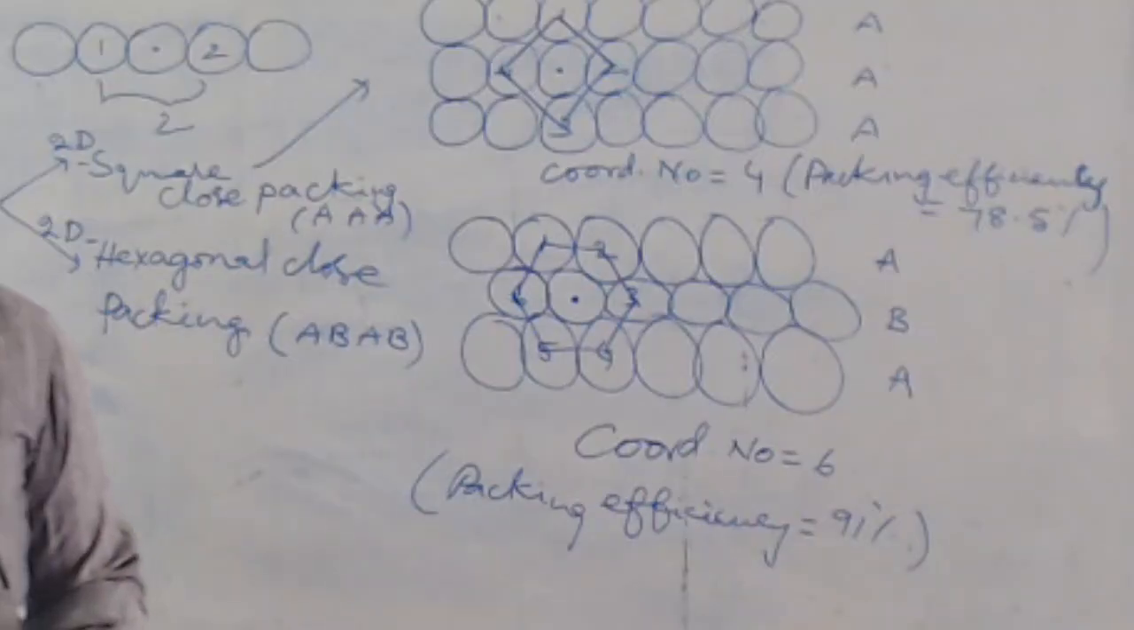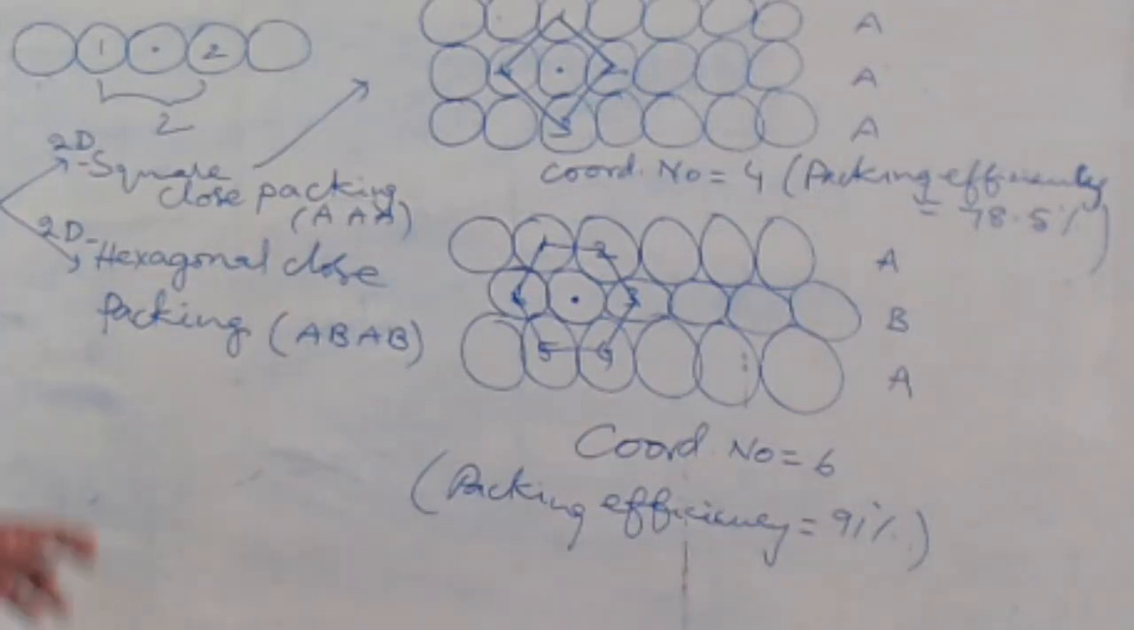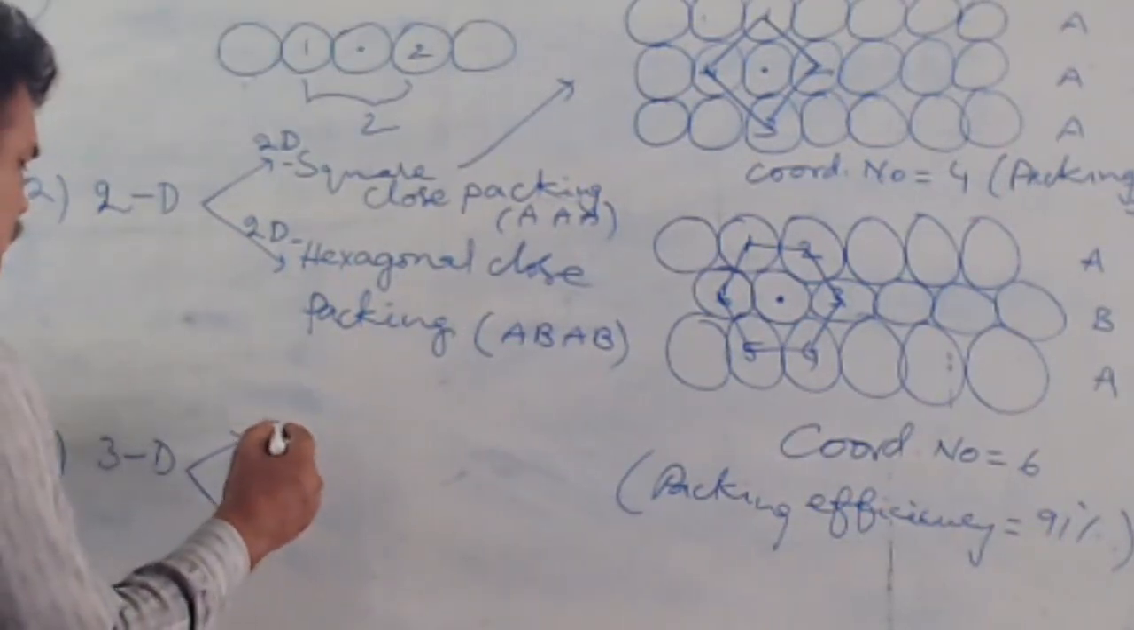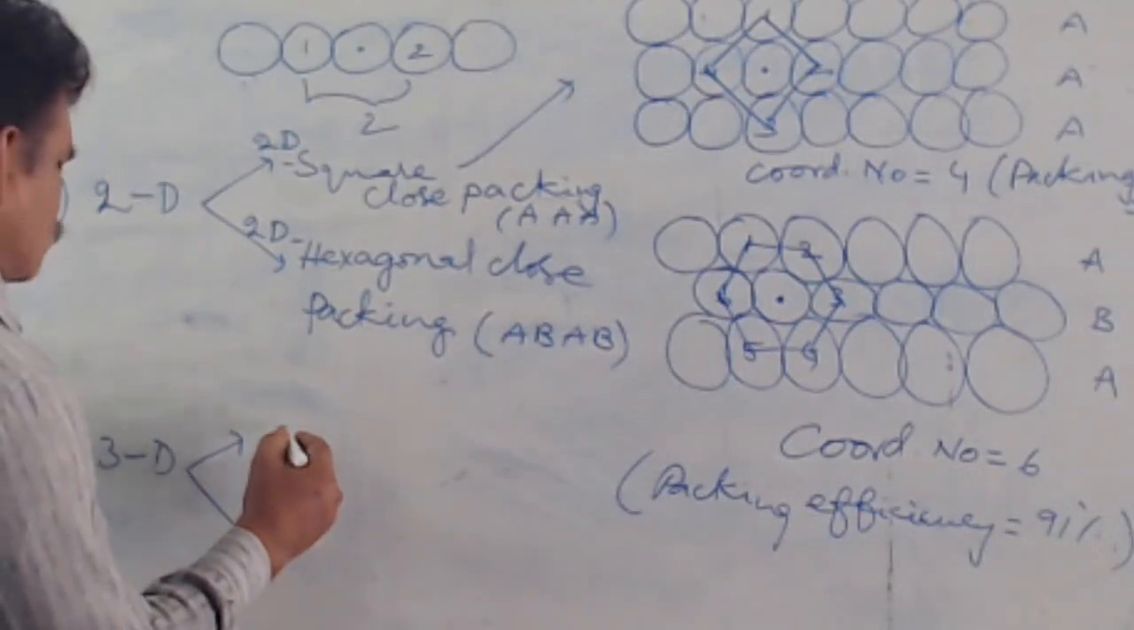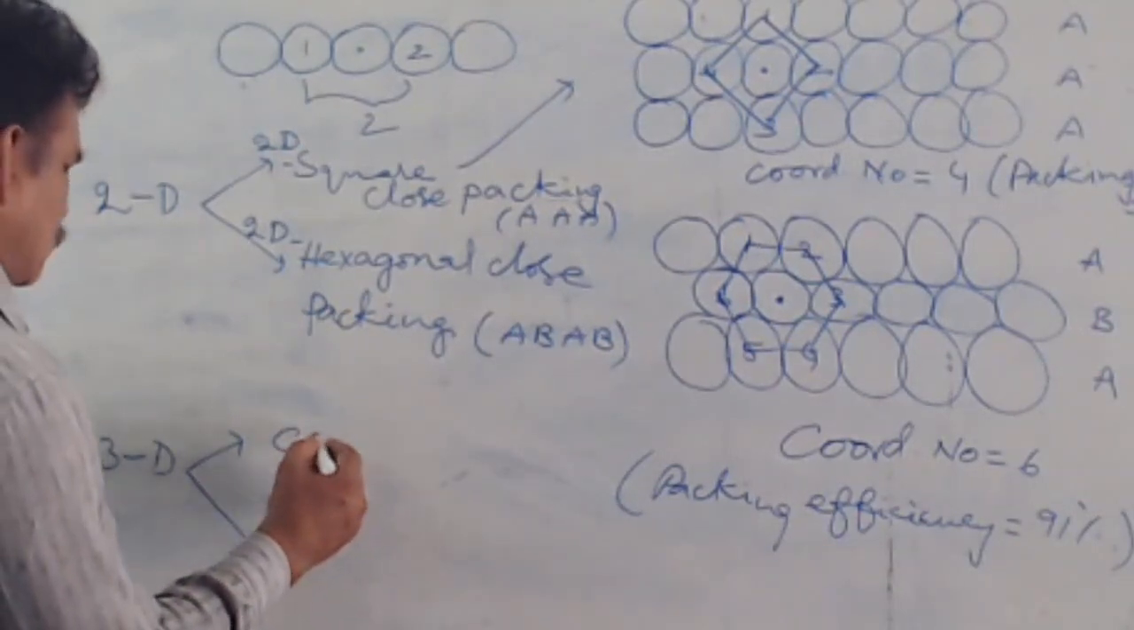And in three-dimensional close packing, again there are two types. They are square close packing or cubic close packing.